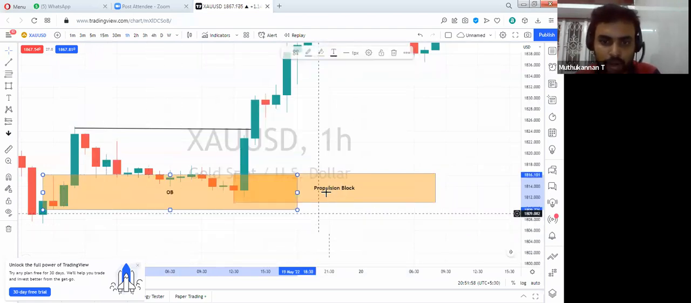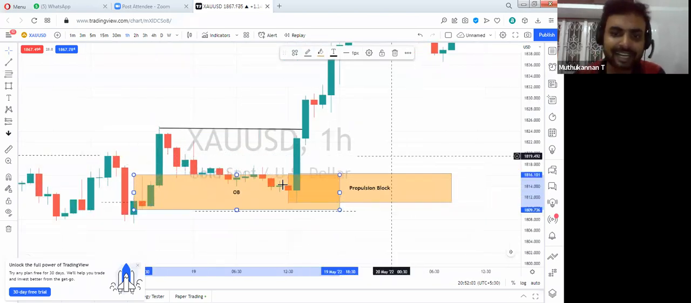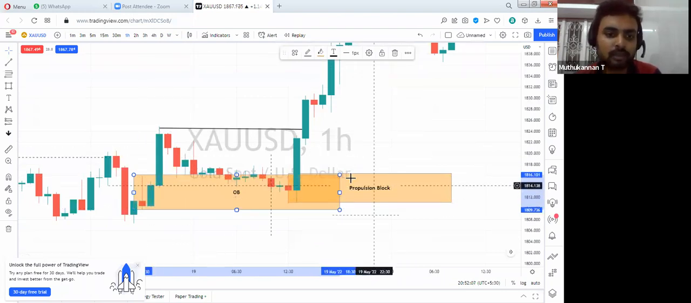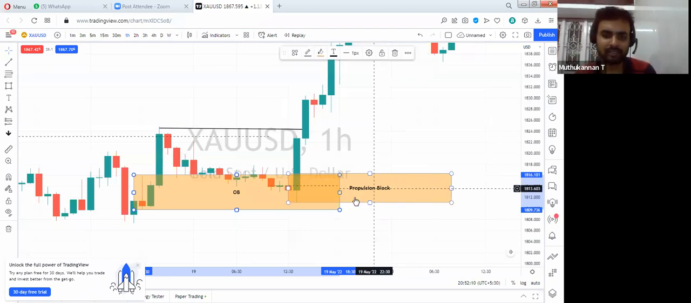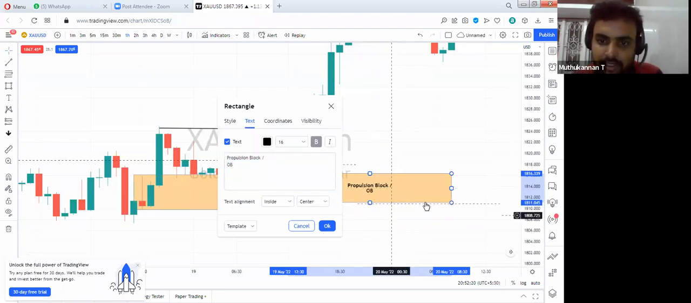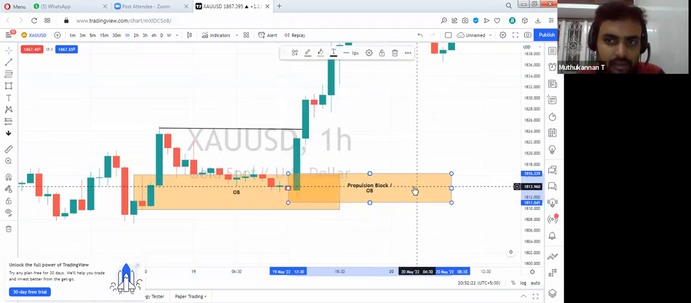Okay, this is my order block. This is my propulsion block. People used to say the propulsion block: an order block within an order block. So you can consider it a propulsion block. Okay, so you don't need to worry about this. You can still call this an order block, OB. So you can still expect price to come here, and from there you can take a buy entry. Right? Clear, guys? Everyone clear?